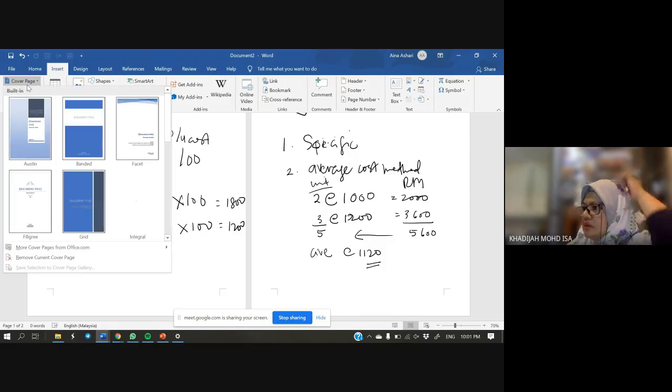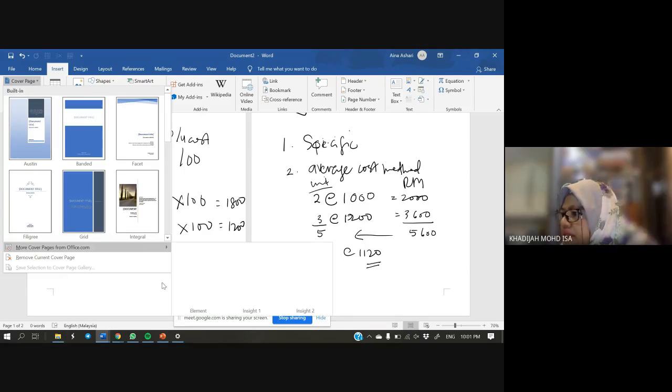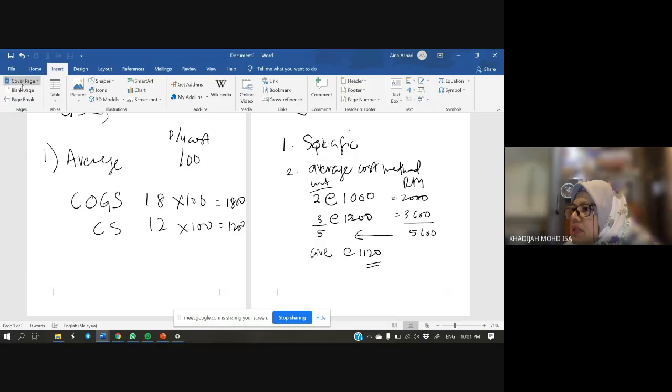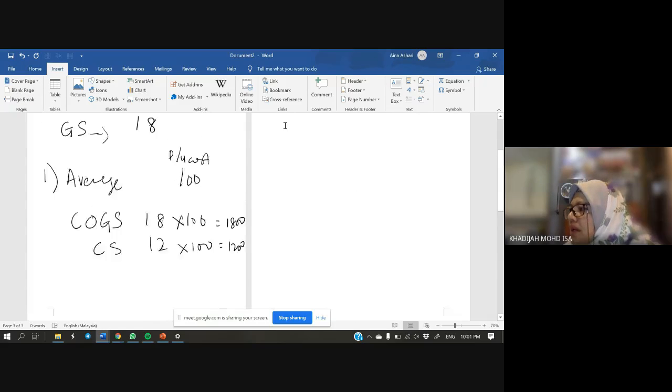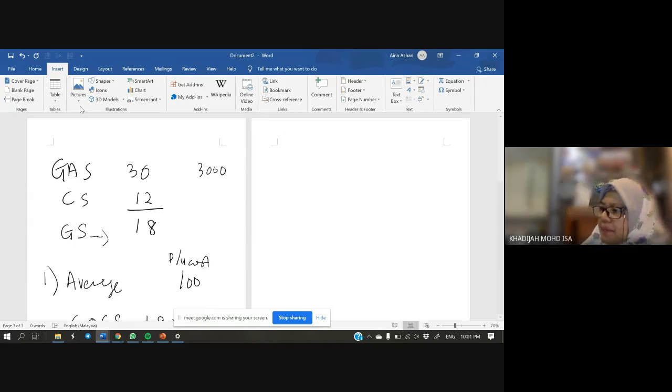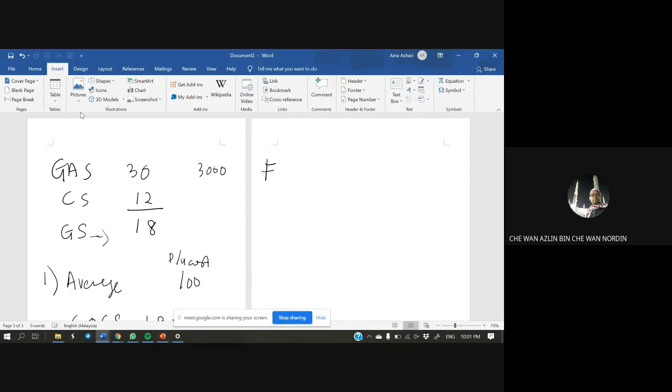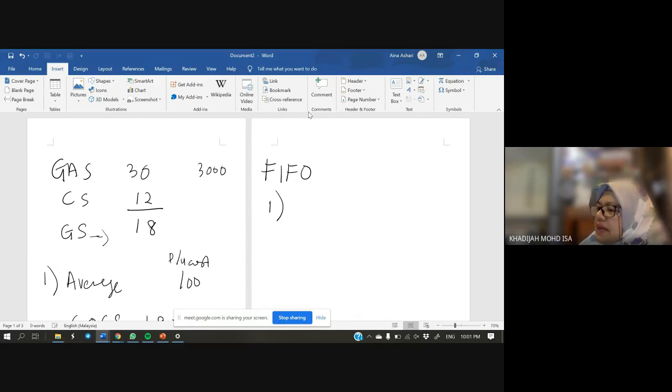Cover page of block. Cancel. Insert blank page.